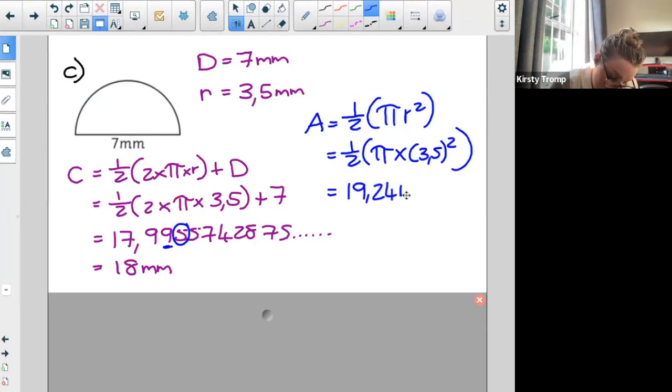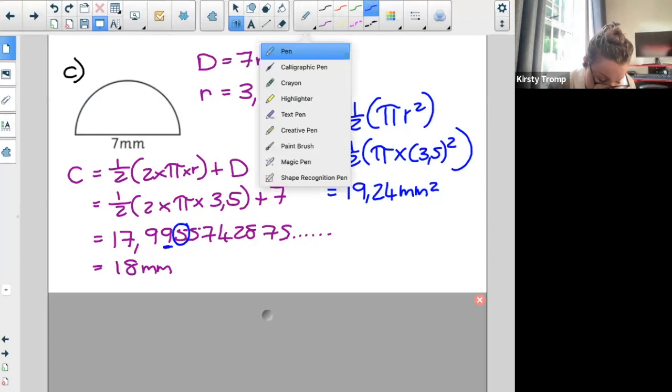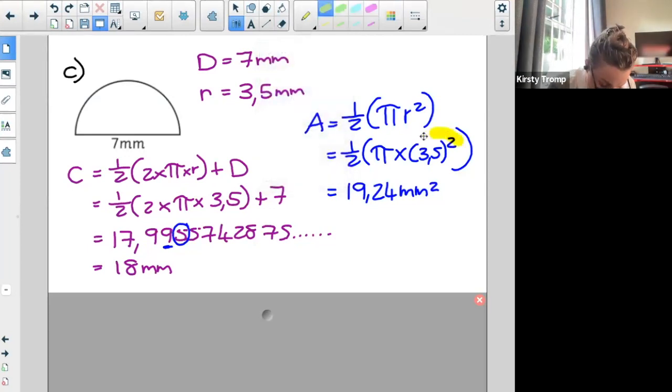So we get 19,24 millimeters squared. If you're getting a strange answer, go and check whether you remembered to square your radius. That might be where maybe you went wrong a little bit. Okay, it's a common problem. All right.